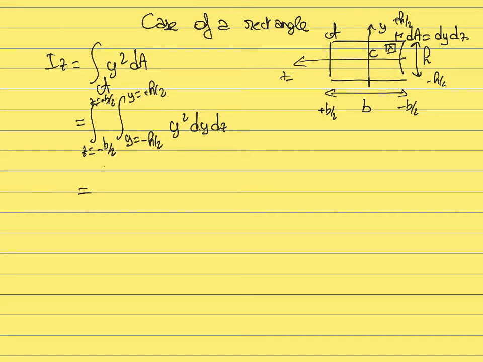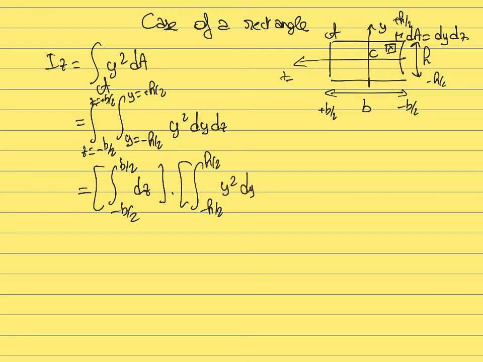In this case, this integral is going to be equal to first the integral between minus b over 2 to b over 2 of dz, times the integral between minus h over 2 to h over 2 of y square dy. Then this integral here, if you integrate dz from minus b over 2 to b over 2, what you get is simply b.